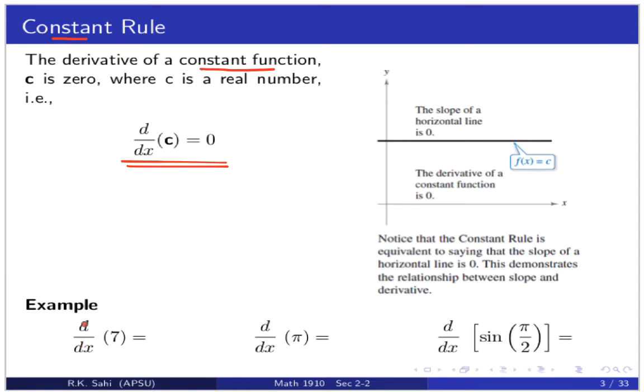So let's look at examples. The derivative of 7 is 0. Pi, remember pi is a constant, 3.14 and it keeps on continuing. Again, it's a constant value, so 0. If you remember the trig functions, sine of pi/2 is sine 90, which is 1. So the differential of sine pi/2, which is actually the differential of 1, is 0.